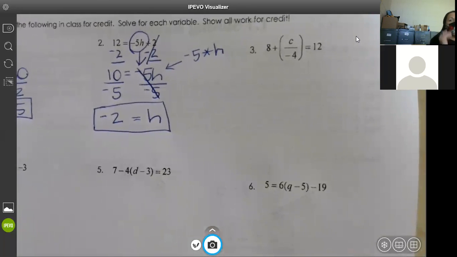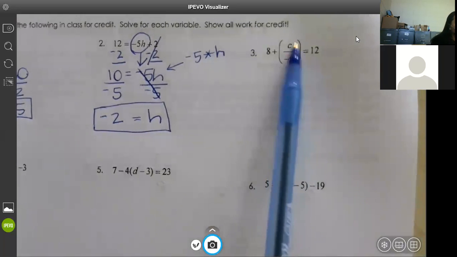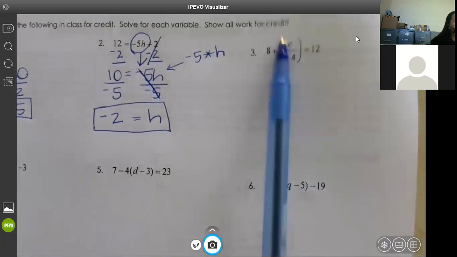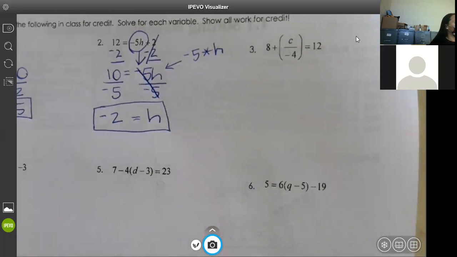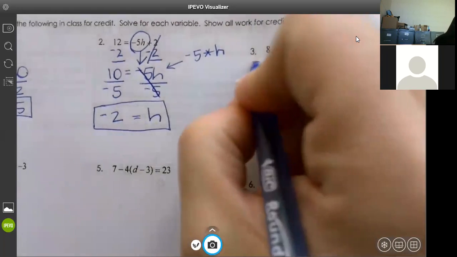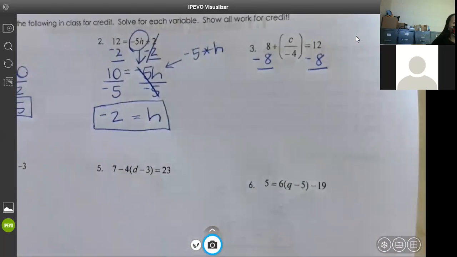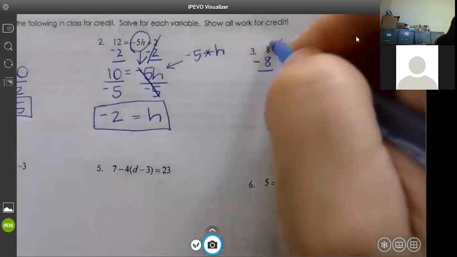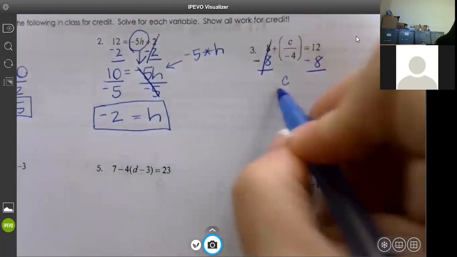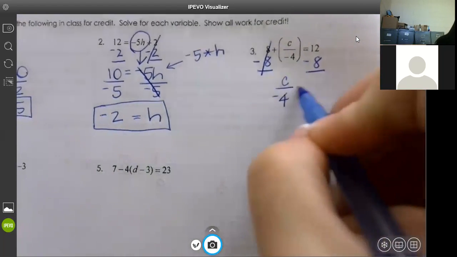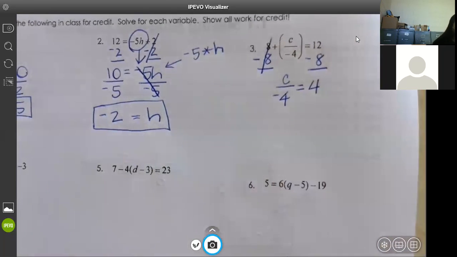All right, your next one. Number 3. This is one with parentheses. So these are grouped together. You can't split them up yet. What's on the same side but not with it? An 8. It's a +8. So I'm going to subtract it to get rid of it. That leaves us with that C divided by -4. And then 12 minus 8 is 4.